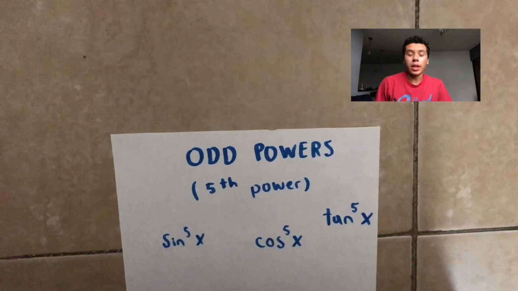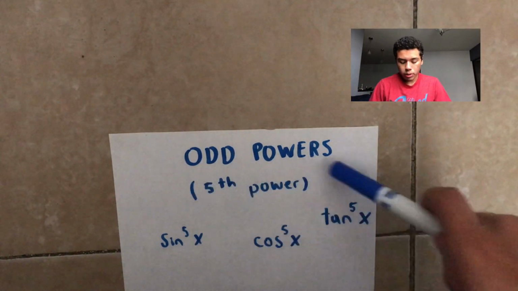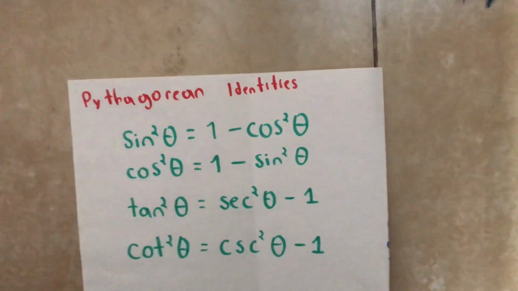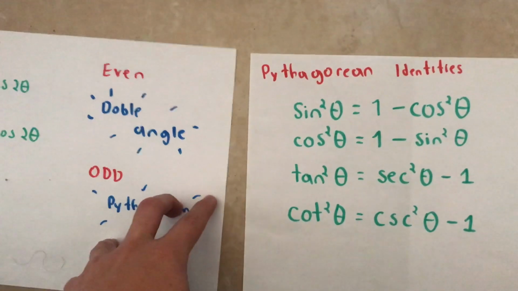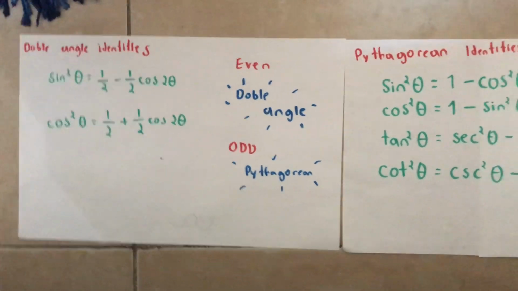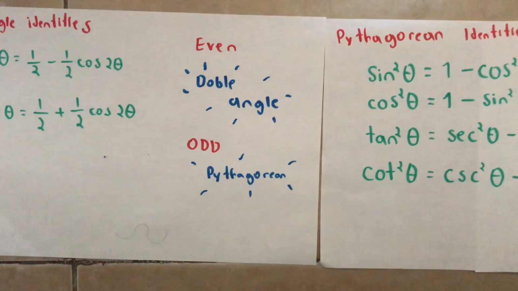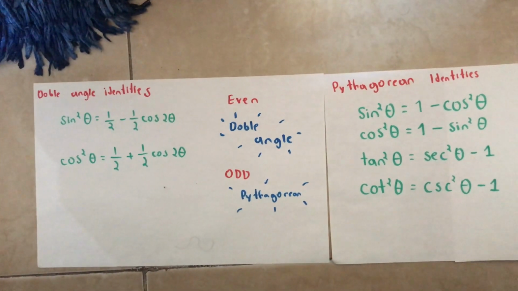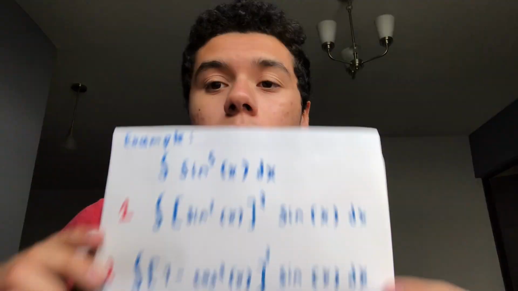Hi, now we're going to see integration of odd powers to the 5th. The odd powers are different to the even powers because we need to use the Pythagorean identities. If we use the double angle identities, at some point the integration will stop without getting an answer, the specific answer we need. So it's trial and error, but with these rules you can get it faster. Now let's have a next small example.